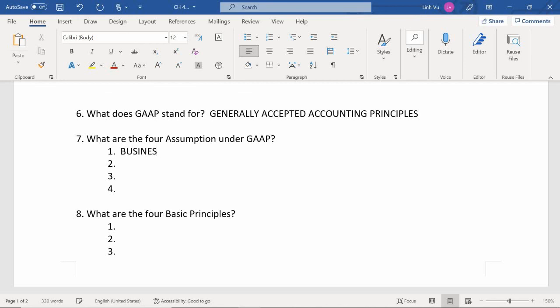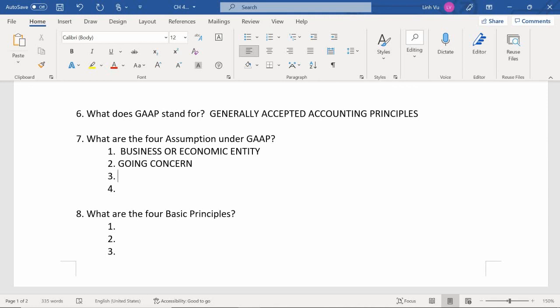Business entity. Business or economic entity. Good. That one tells us that you need to keep your personal separate from your business. What's next? Going concern, right? Meaning that if you have a foreseen foreclosure, you're still going to continue doing business as usual. You're still going to keep going, all right?